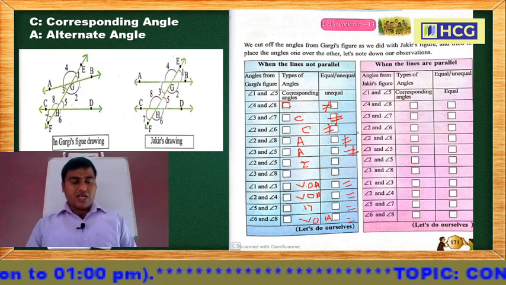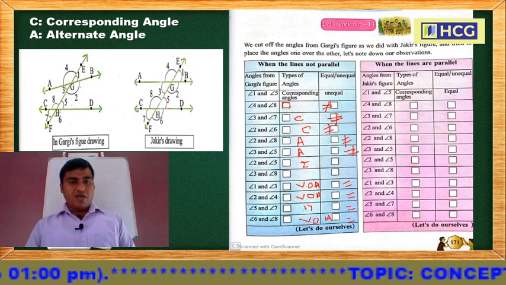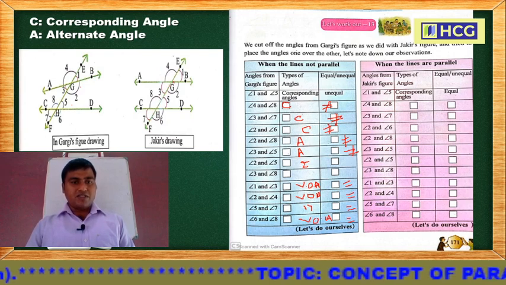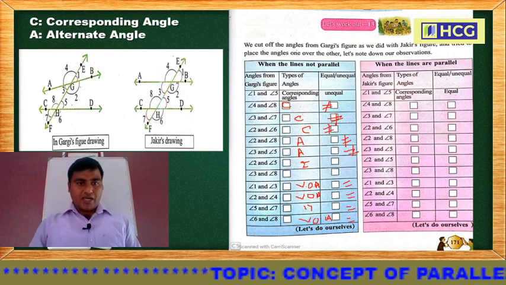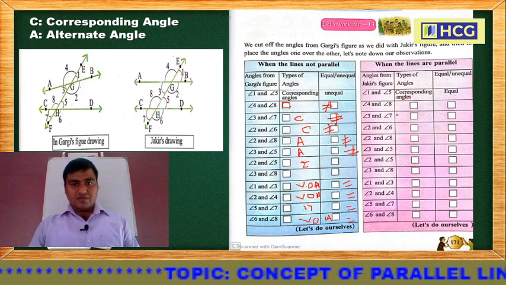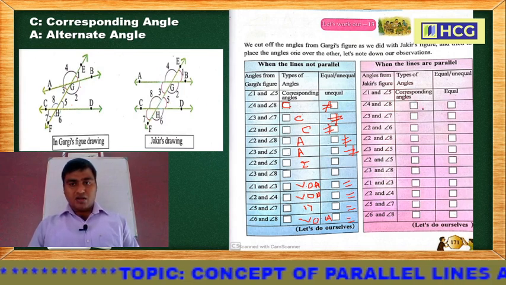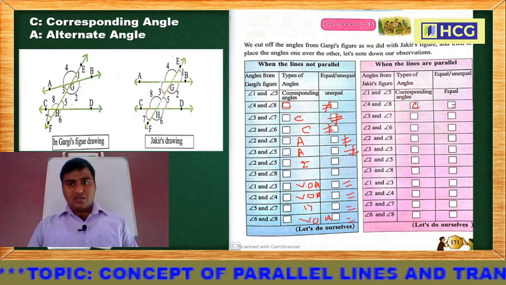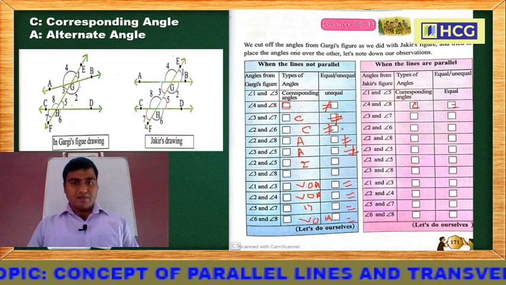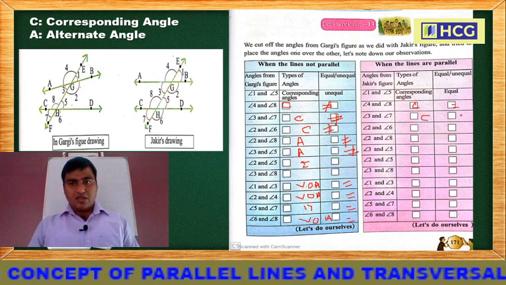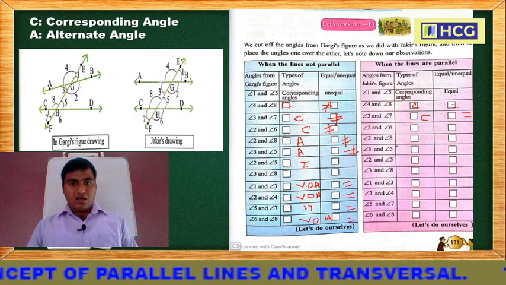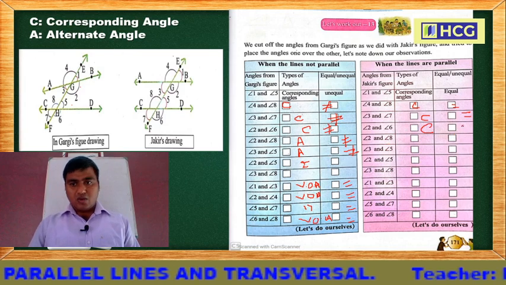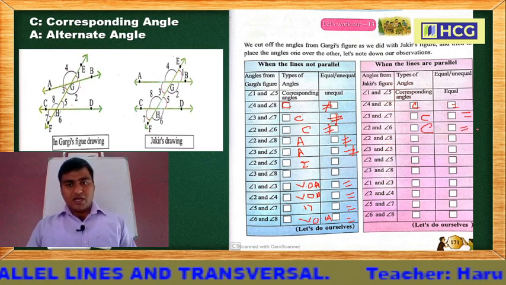Now in Jacquet's figure, AB and CD are two parallel lines and EF is a transversal. These two lines intersect at the points G and H. Angle 1 and angle 5 are corresponding angles. This is equal. Angle 4 and angle 8 are corresponding angles, equal. Angle 3 and angle 7, corresponding angles, equal. Angle 2 and angle 6 are corresponding angles, equal. If two lines are parallel, the corresponding angles are equal.